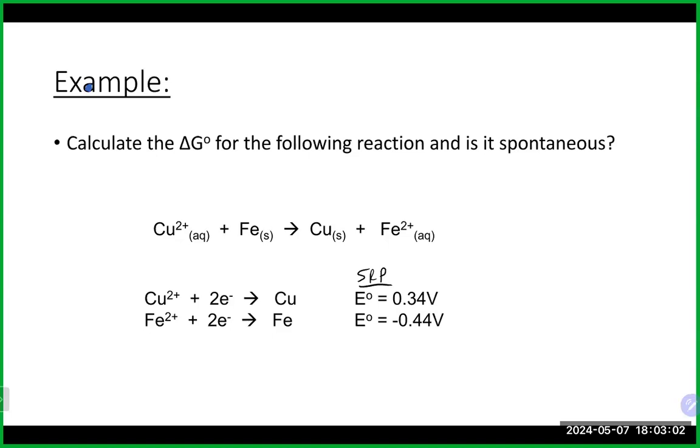Okay, so let's take a look at this. We're going to try to calculate our delta G, in this case, minus NFE, since we do have some SRP and some galvanic cell information given to us. We do have an equation here.